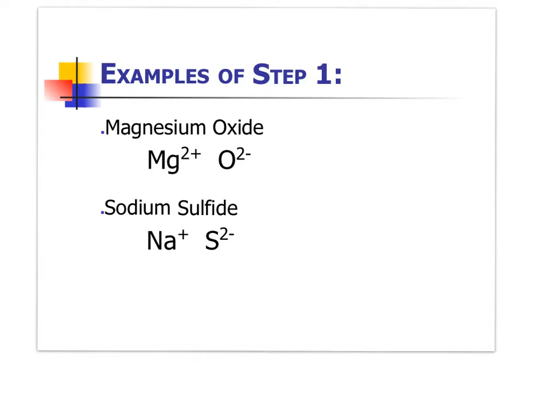Or you can also know that magnesium is in group 2 and therefore forms a positive 2 charge. Or oxygen is in group 16 and therefore forms a negative 2 charge majority of the time, if not solely. So that's where you get that. Sodium sulfide, you see it written there, with sodium having a +1 and sulfur having a -2.